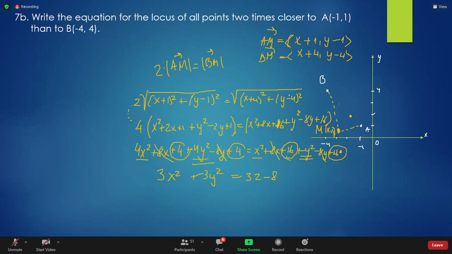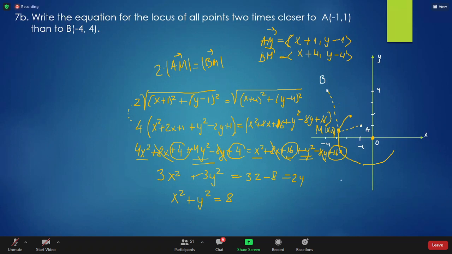This is interesting. We get a circle, and the center of the circle is not even between the points B and A. The center of this circle is at the origin, as we now see, something like this. The center would be at the origin. And it turns out that all the points on this circle are 2 times closer to A than to B, in a very interesting fashion. So this is a very interesting way of describing a circle.